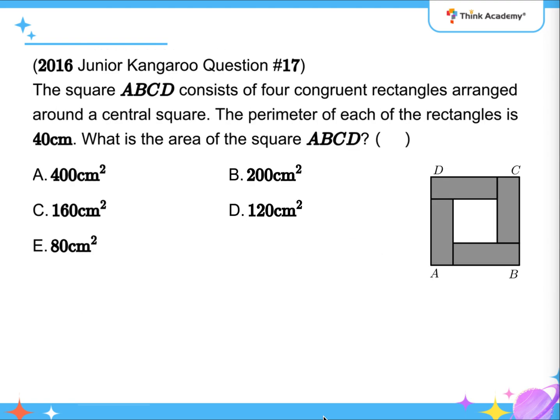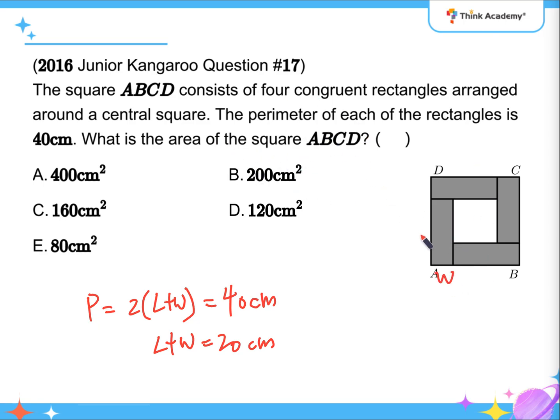All right, as for question 17, it says that the square contains 4 congruent rectangles arranged around the center square, and the perimeter of each of them is 40 centimeters. So perimeter equals 2 times the length adding the width, which equals 40 centimeters. It means that the length and the width together is 20 centimeters. So now we can mark everything with width and length to see what the width and the length actually are.